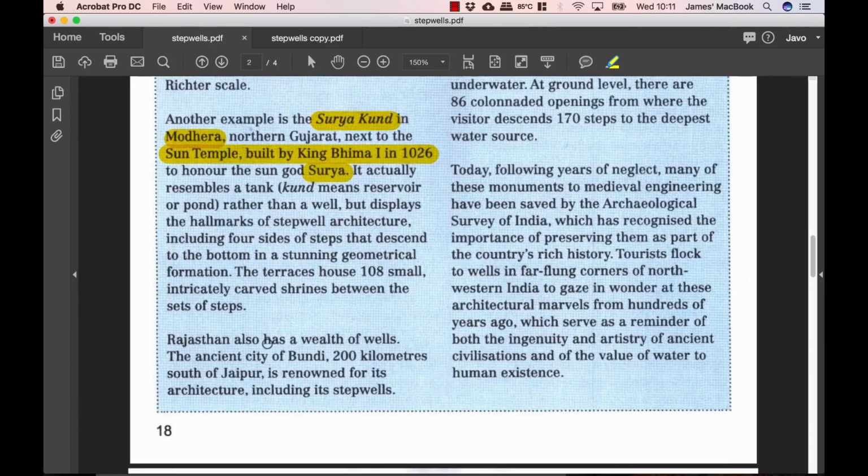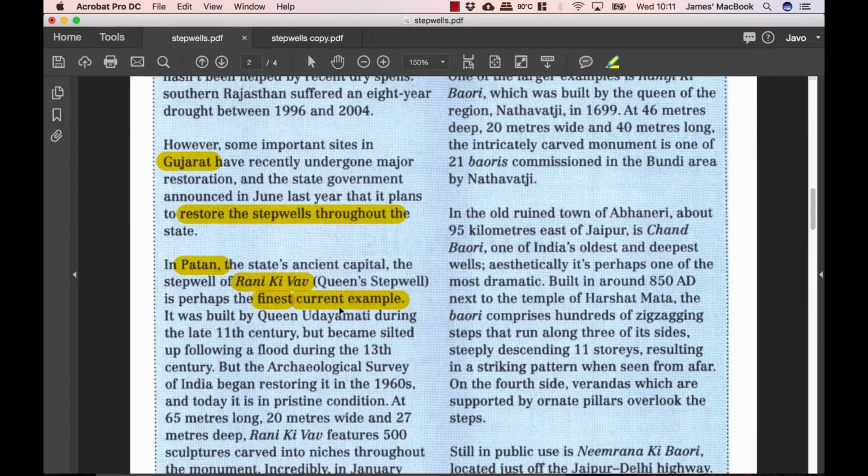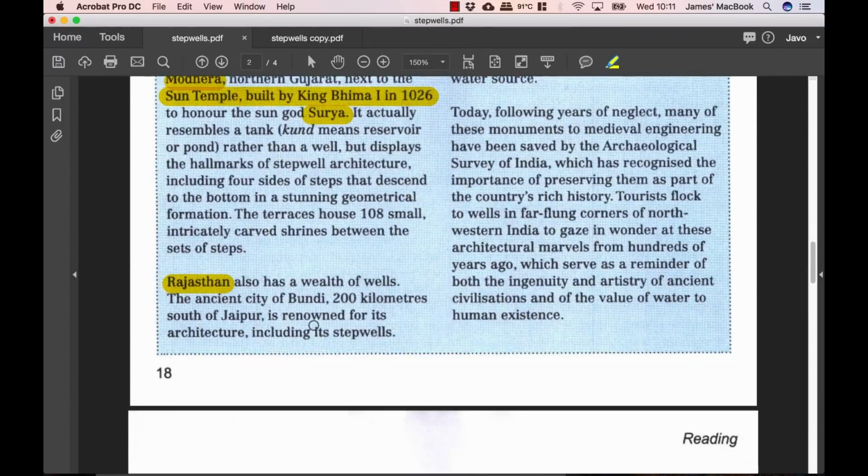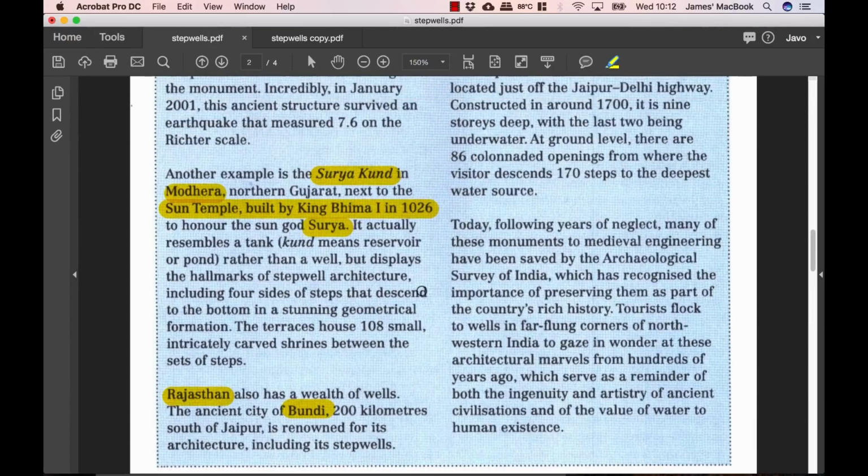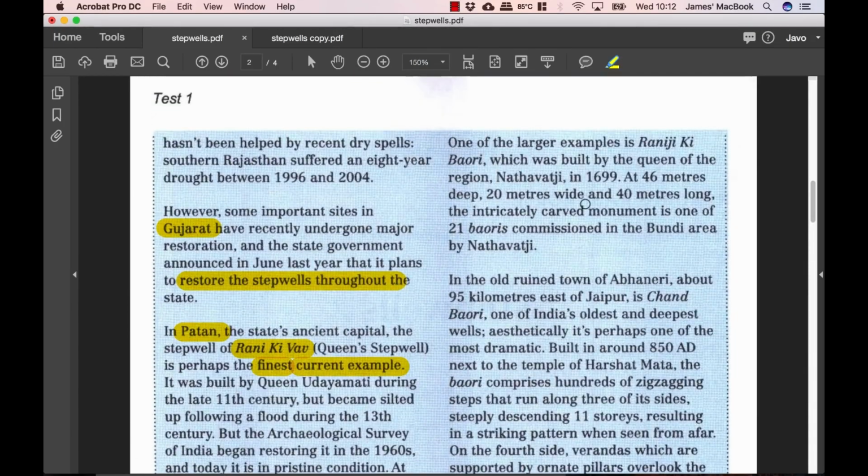Okay, next one. Rajasthan also has a wealth of wells. So now we're talking about Rajasthan. Here we were talking about Gujarat, and now we're going to talk about Rajasthan. The city of Bundi, 200 kilometers south, is renowned for its architecture, including stepwells. The stepwell is called Raniji ki Baori, built by the Queen, 1699.